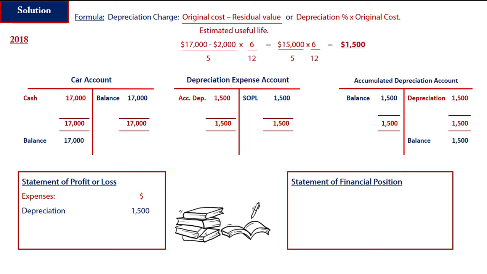Then when it comes to the statement of financial position, we open non-current assets, bring the car there, and put the cost of $17,000. Then we bring less accumulated depreciation, which is the balance on that account. The $15,500 will now be the carrying value, or the net book value, as at 31st December 2018. Let's move to 2019.